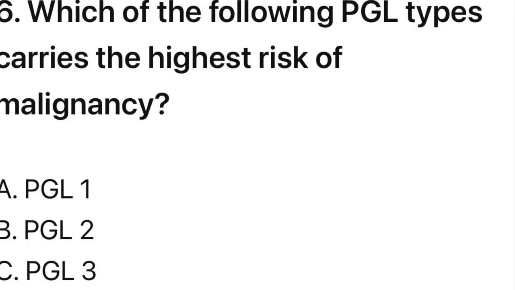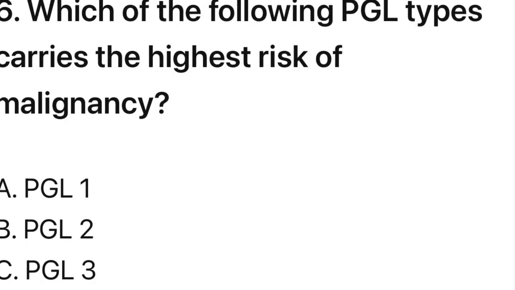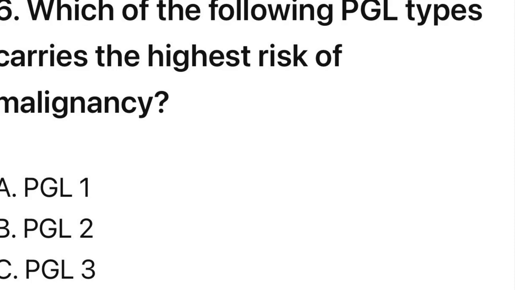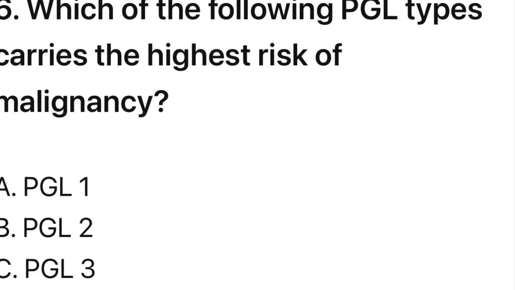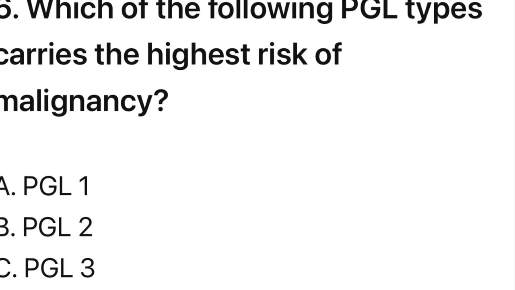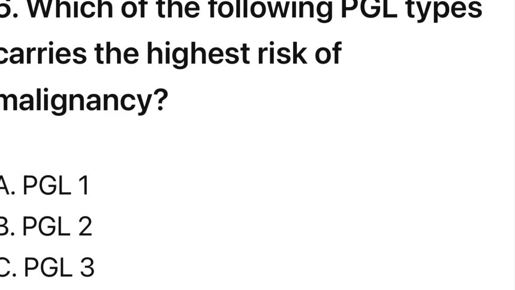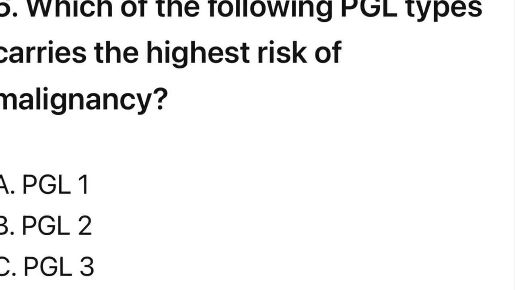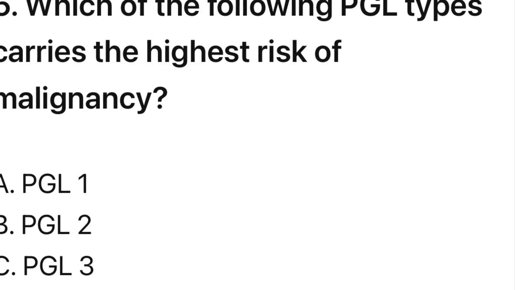Which of the following PGL types carries the highest risk of malignancy? Options are A PGL1, B PGL2, C PGL3, D PGL4. Answer of this question is PGL4.